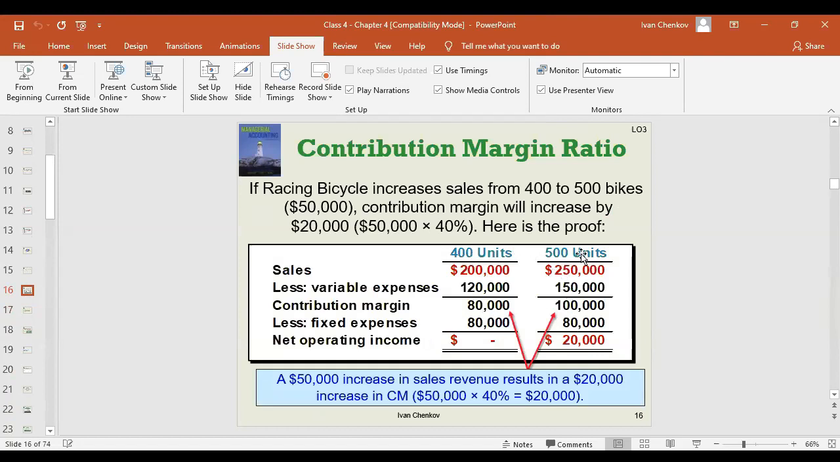So if we increase the sales here, it is all the 20,000. Why? Because the 20,000 increase is related to the 40% of increase of the sales. Sales increase by $50,000. 40% of those $50,000 is going to flow to your pocket, or contribution margin. And once you cover the fixed expense, it goes directly to your pocket.